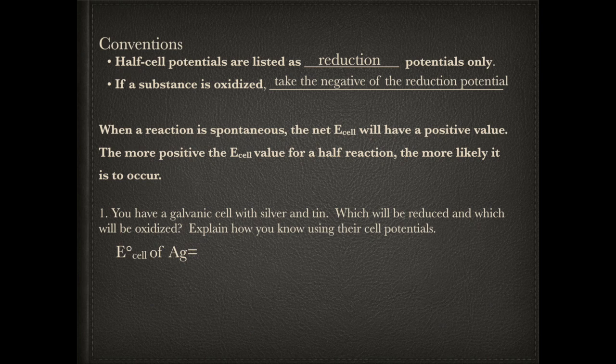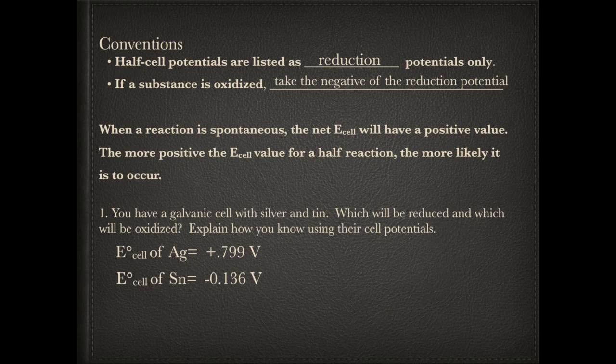So I know that the cell potential of silver is positive 0.799 volts, all right? I know that the cell potential of tin is going to be negative 0.136 volts. Now this is for reduction because I'm always given the cell potentials for reduction, the reduction potentials. So what that tells me is that silver, because it's more positive, is going to be reduced.